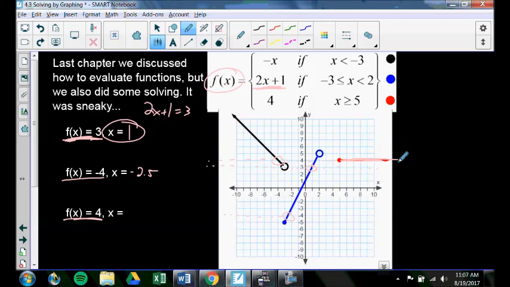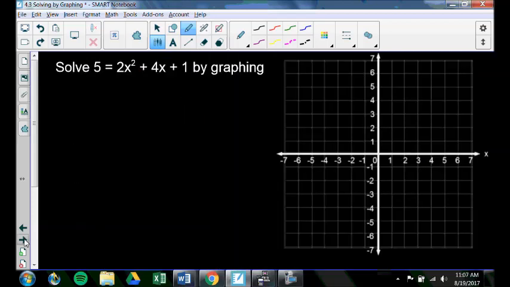So we've done solving by graphing before, we just didn't think about it this way, but it's the same thing with these quadratics. So I'm going to solve 5 equals 2x squared plus 4x plus 1 by graphing. I'm going to graph y equals 2x squared plus 4x plus 1. Now remember, my a value is 2, my b value is 4, my c value is 1. So the y-intercept is the point 0, 1, so it's always at c.